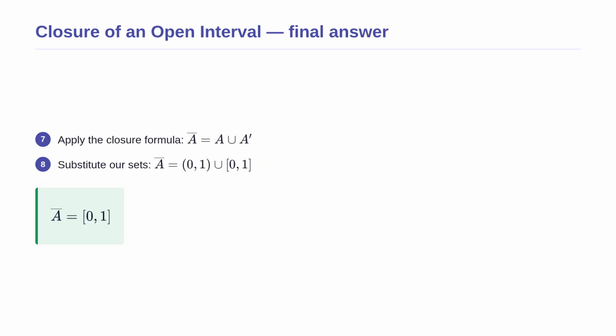Now we apply our fundamental formula. We mathematically combine the open interval with the closed interval of limit points. When we combine these two sets, the missing endpoints 0 and 1 are finally filled in. The final answer is the closed interval from 0 to 1. Physically, you can imagine taking a line segment that is missing its tips and gluing those tips back on. We have successfully closed the set by sealing up its missing edges.